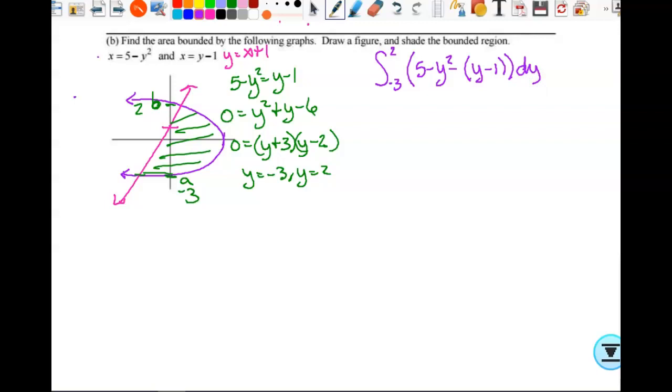Okay, we're good? So I'm going to clean up the inside. This is the integral from negative 3 to 2 of negative y squared minus y plus 6 dy. Are those parentheses I put in that step important? Yeah, they are, right? Because if not, then the dy just goes on the 6. All right, you go ahead and integrate that. Let me give you a second to integrate it.